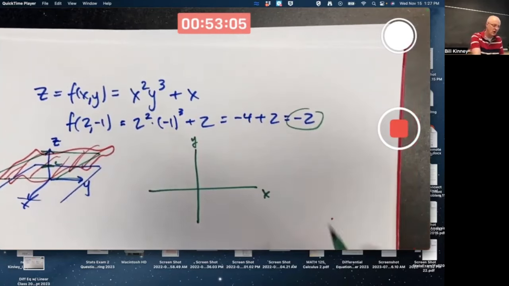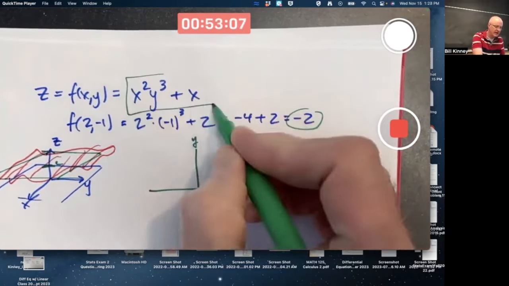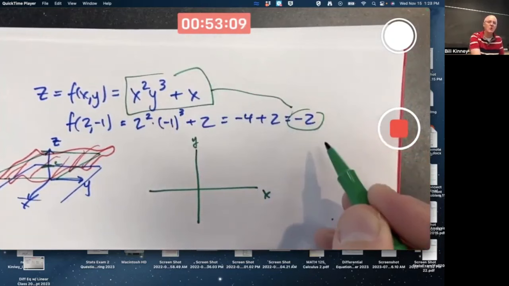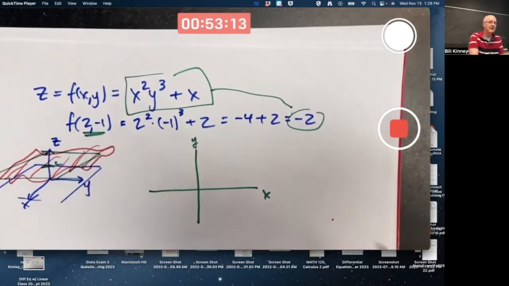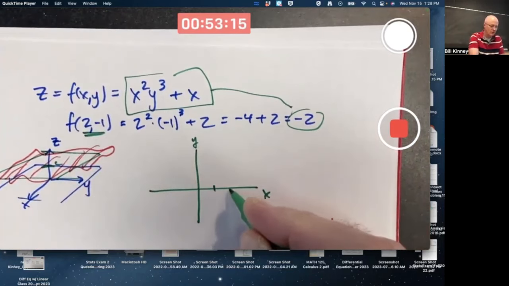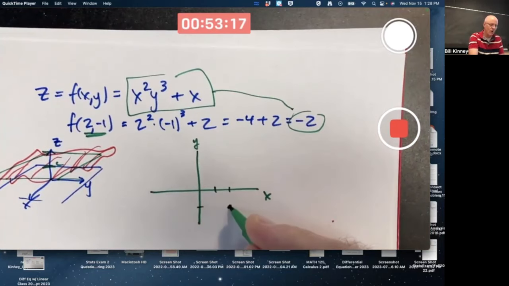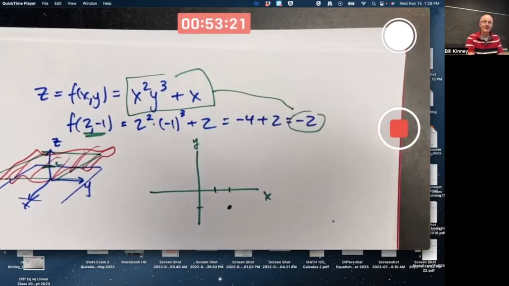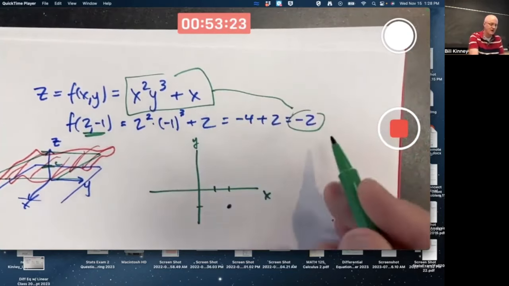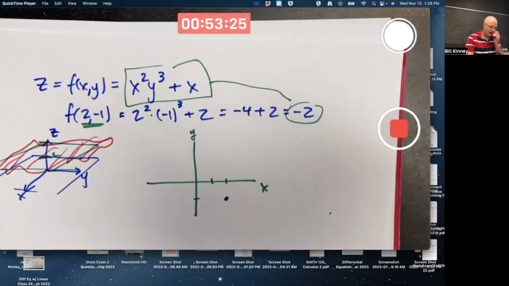Like, what is the level curve where this function equals -2? One point I know for sure it includes is the point (2, -1). (2, -1) is one point on this curve where this equals that. All the points where this expression equals -2. What are some other points? I don't know.